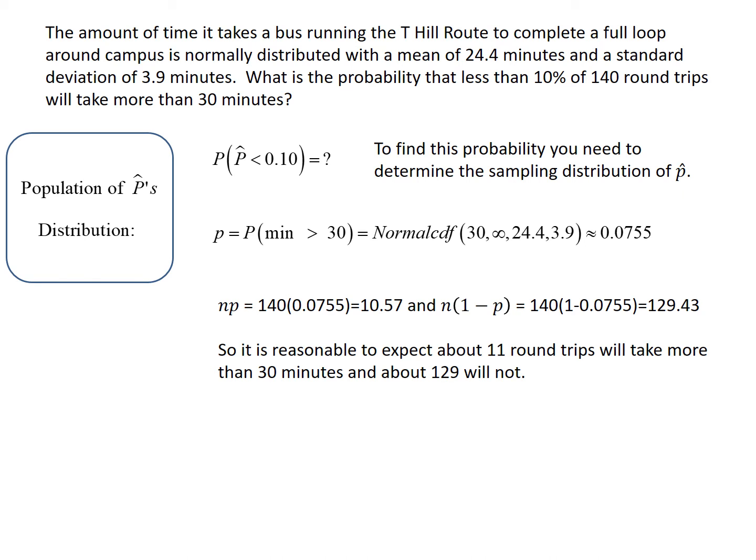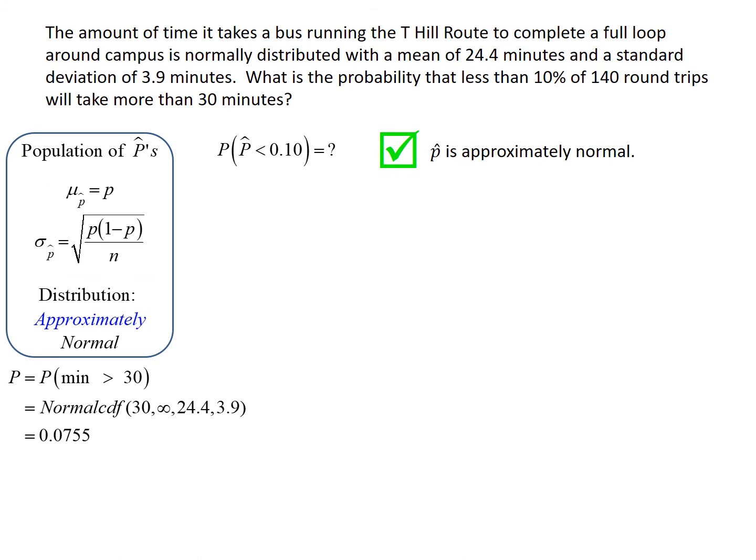Okay, so since there's about a 7.5% chance that a round trip randomly would be more than 30 minutes, we expect out of 140 trips to have about 10 or 11 that will take more than 30 minutes, and about 129, 130 that won't. Okay, so both of those are definitely larger than 5. So p hat is approximately normal. Because p hat is approximately normal, I can use all my normal distribution tools.